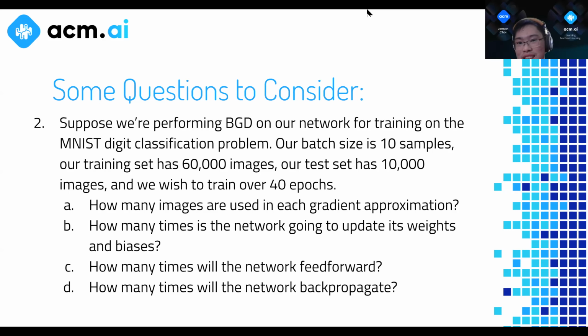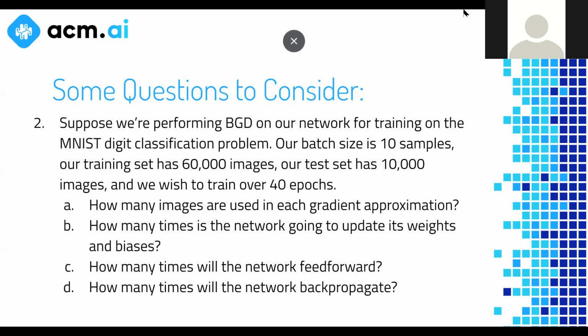Remember there's the test data set. Seven. Okay, we're getting different answers. So someone said 70,000 times 40. Do you want to explain your reasoning? I added the training set and then the test set, so I got 70,000. And then I divided by 10 because you feed forward once per batch. And then you do that for 40 epochs.